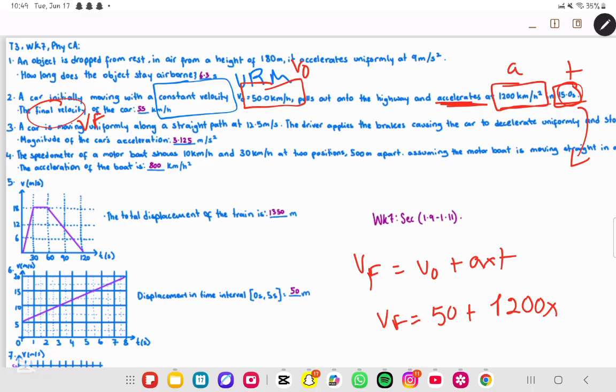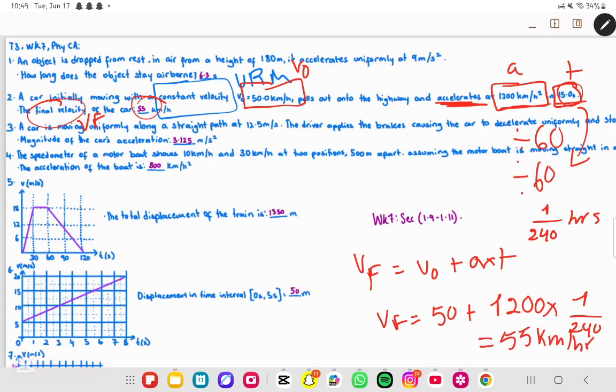Because if from seconds you divide by 60 one time, you will get minutes, and then minutes you divide by 60 again, you will get hours. So in hours, 15 seconds is 1/240 hours. So very simply, it's 50 plus 1200 times 1/240. It will give us an answer of 55 kilometers per hour.